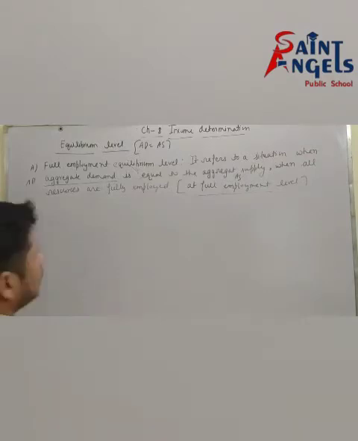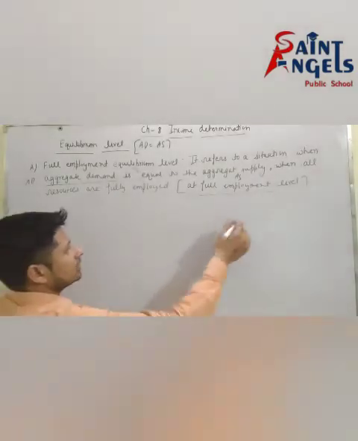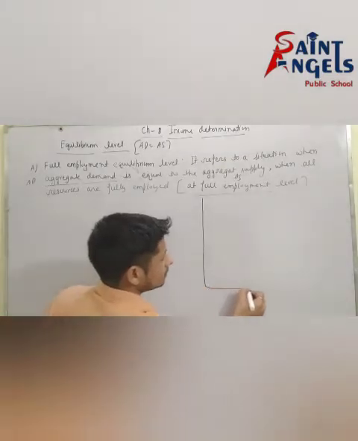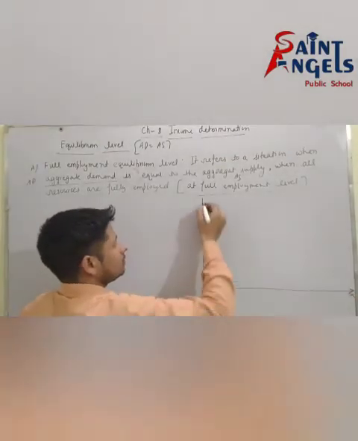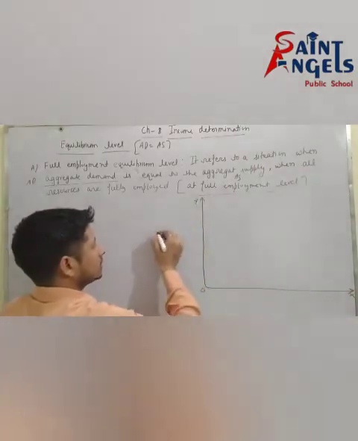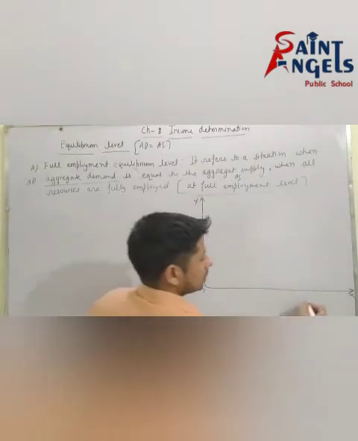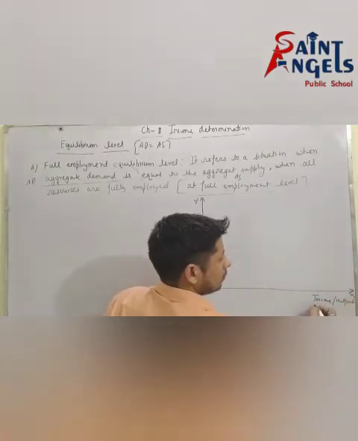Now we are going to discuss this definition with the help of a diagram. This is the x-axis, this is the origin, and this is the y-axis. Here AD and AS, here income, output, or you can write employment.